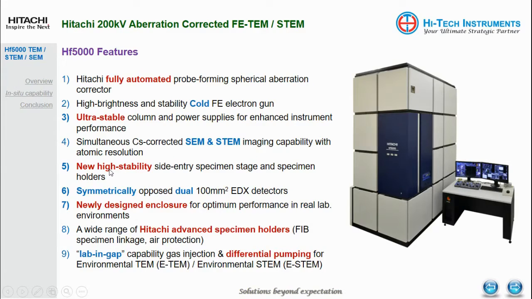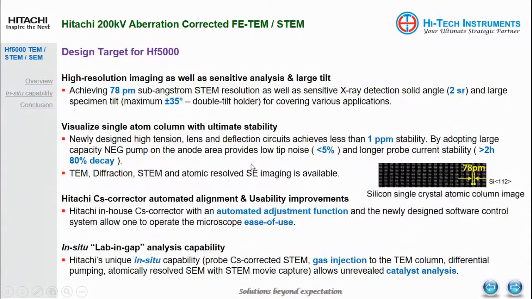And it has a new high stability side entry specimen stage, and specimen holder is actually covered by this box. And you can have this symmetrically opposed dual 100 square millimeter EDS detectors, and the new design enclosure for optimum performance in real lab environments. And there is a wide range of Hitachi advanced specimen holders, different kind of specimen holders you can use in this lab in gap design, and lab in gap capabilities, gas injection and differential pumping for environmental TEM and environmental STEM. So this is actually the similar things.